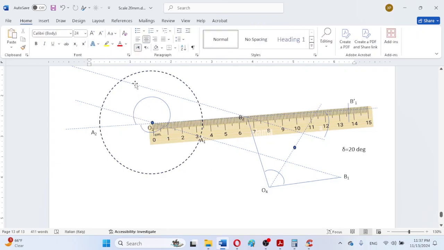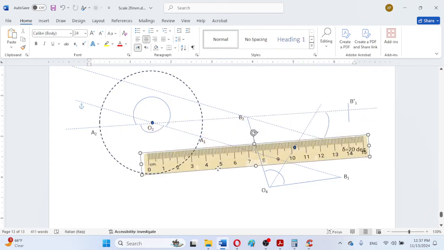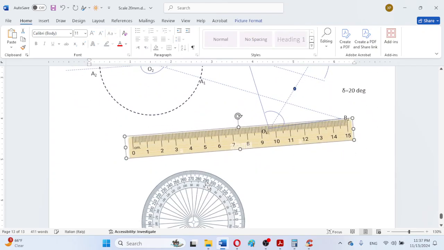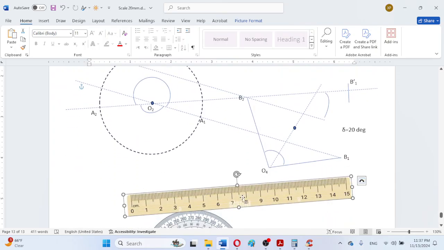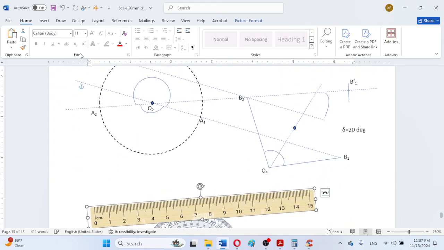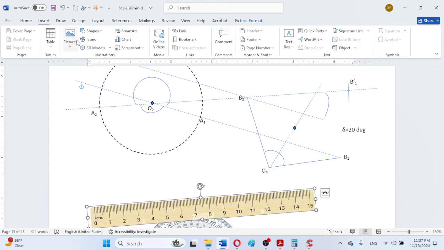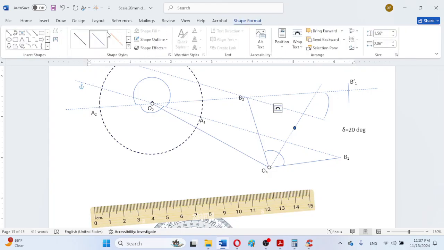So angle alpha and beta can be measured with the help of a protractor. But now mention the ground link O2O4. So draw the line here. This line is actually the grounded link, so you can make it a bit bold.